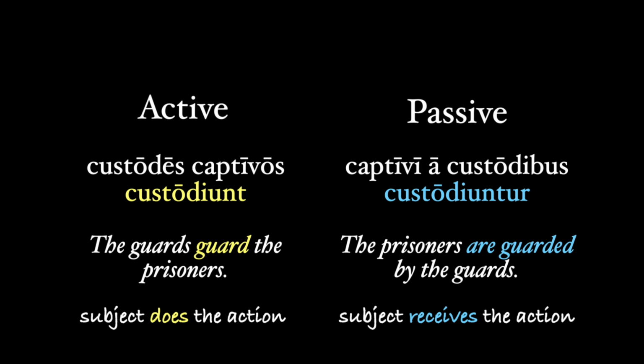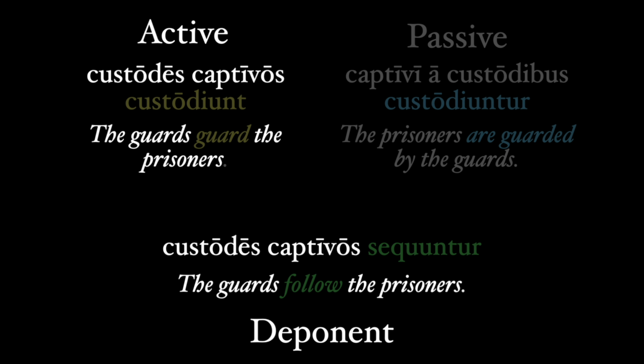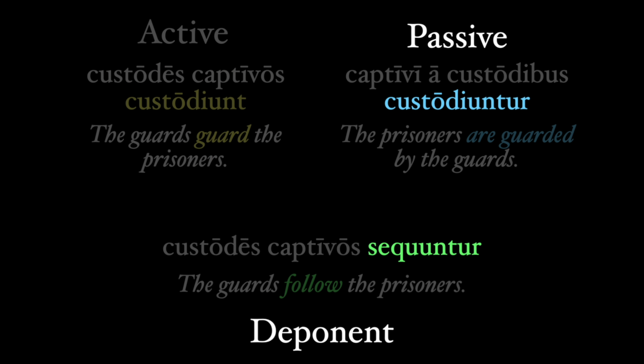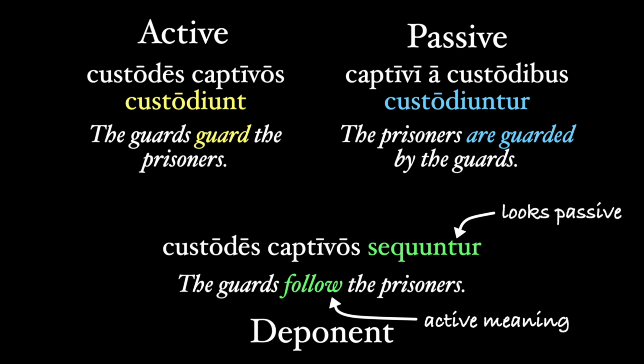So that's how voice works for most verbs, but not deponent verbs. I'm going to keep our active and passive sentence up, but add a third, this time with what we call a deponent verb. Custodes captivos sequuntur. The guards follow the prisoners. Note that the sentence structure looks a lot like our active sentence with the nominative and accusative forms, but the verb itself looks like the passive custodiuntur with that -untur ending. In other words, while the deponent verb itself looks passive, it has an active meaning.